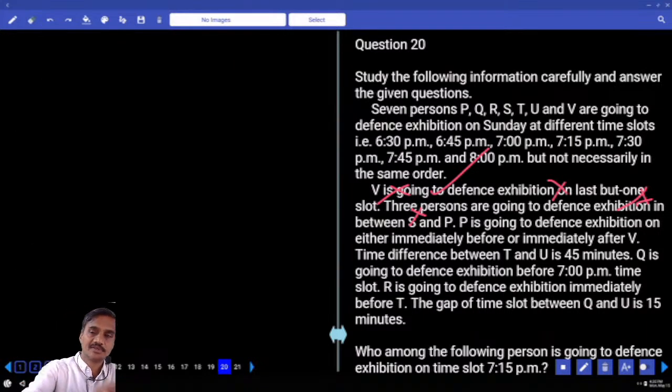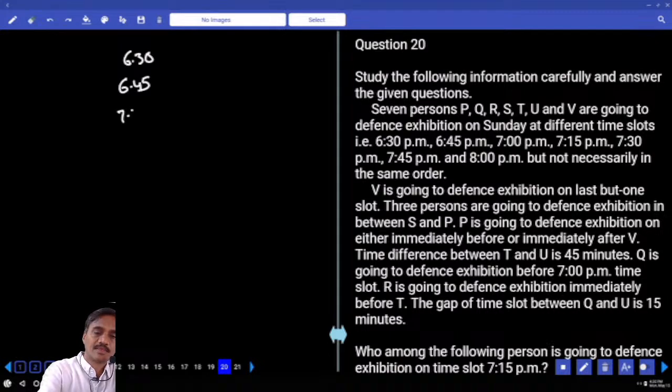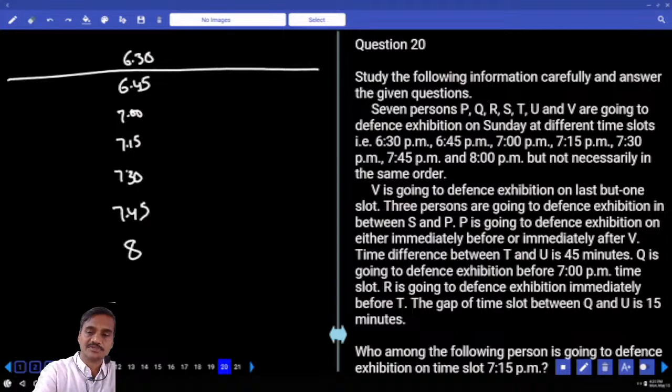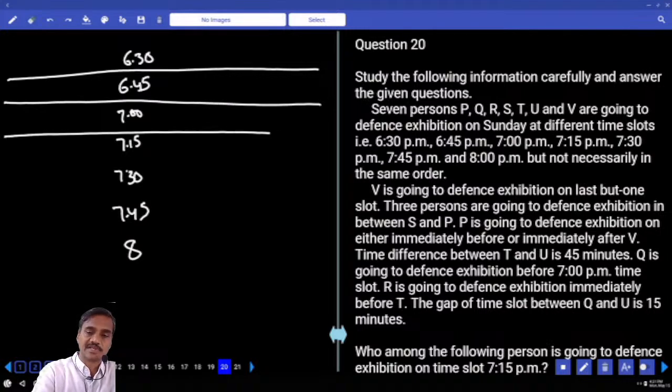Now, how many people are there? There are 7 people, and 7 different time slots: 6:30, 6:45, 7, 7:15, 7:30, 7:45 and 8 o'clock. Now, 7 persons are going to different exhibitions on Sunday at different time slots. 7 persons, 7 different time slots were given.